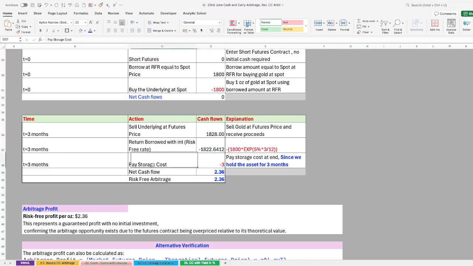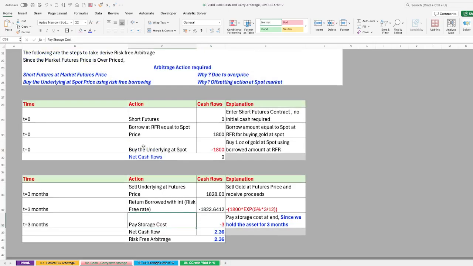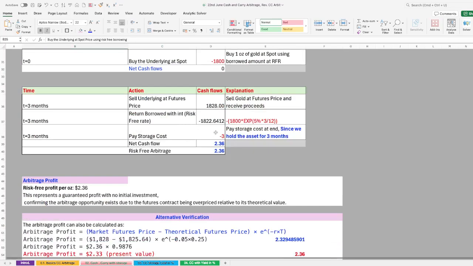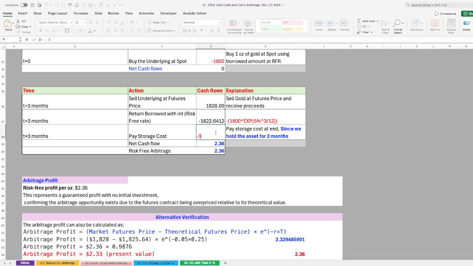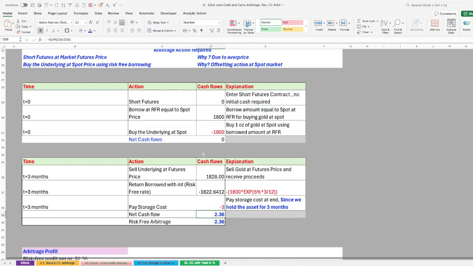Now, since we bought the underlying in the spot market, we have to pay the storage cost at the end, that is minus 3. So that is given here. Now we just sum up all three cash flows, and we get 2.36 as the risk-free arbitrage using this model.